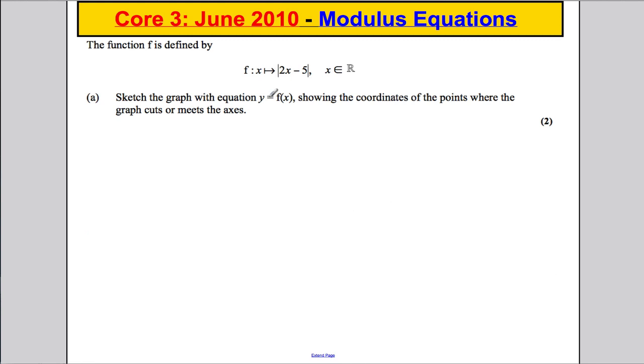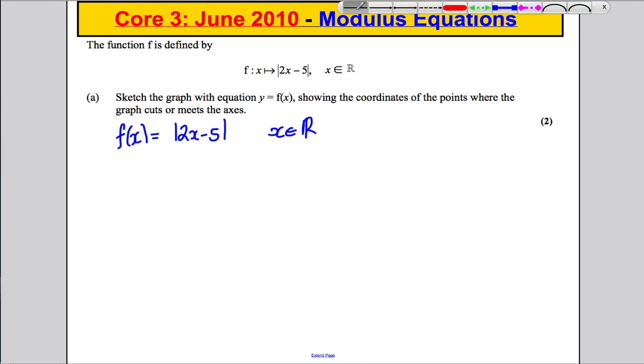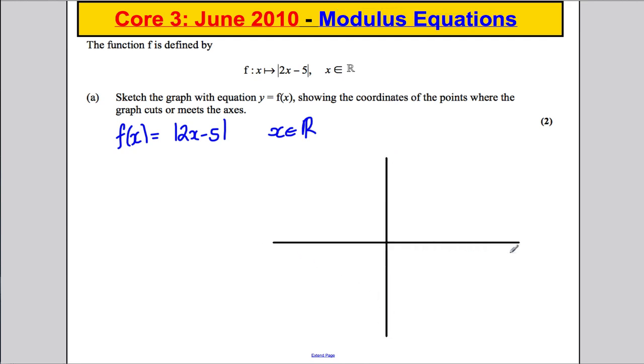Okay, for the first part, we're asked to draw the graph y is equal to f of x, where f of x is given by the modulus of 2x subtract 5, where x is a real number. So, how do I go about drawing that graph there? Well, the first thing I'm going to do is draw the graph 2x subtract 5. So, step 1, I'm going to ignore the fact that there's a modulus. I'm going to draw the graph y is 2x subtract 5.